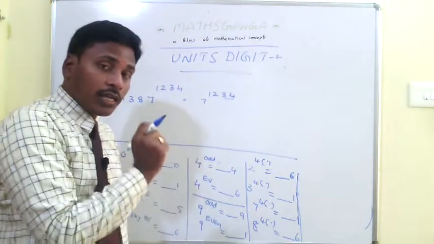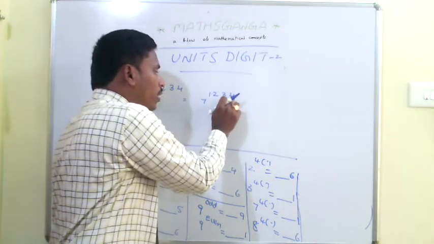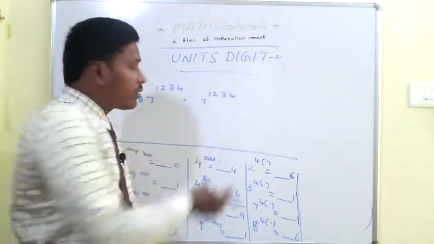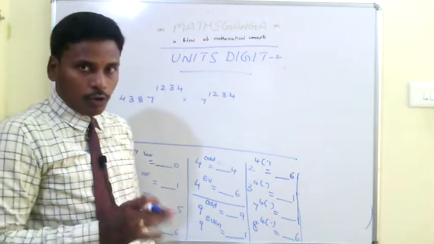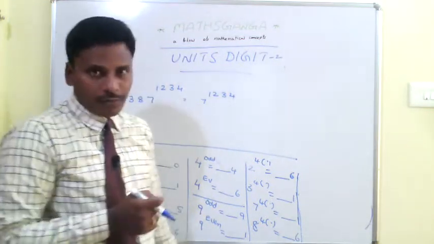So you need to check the last 2 digits. Whether the last 2 digits is a 4 multiple, the total number is a 4 multiple, directly we will give you the answer. Since 34 is not a 4 multiple, so 1, 2, 3, 4 is also not a 4 multiple. So nearer to 34, what is the 4 multiple?